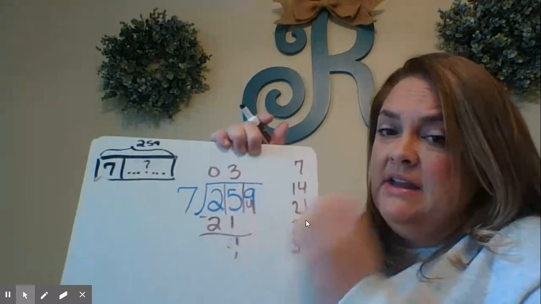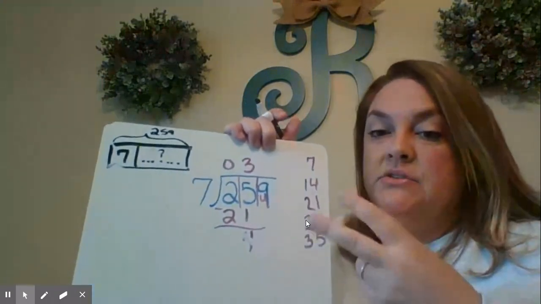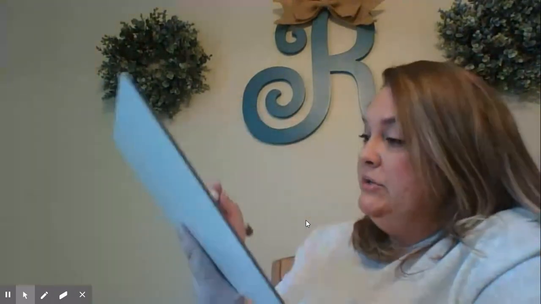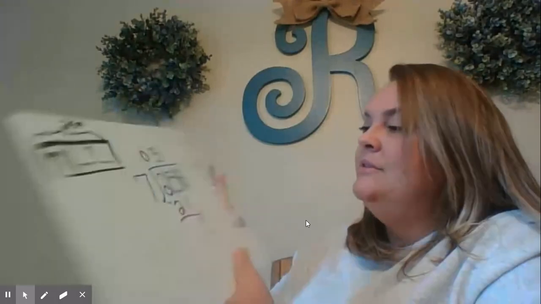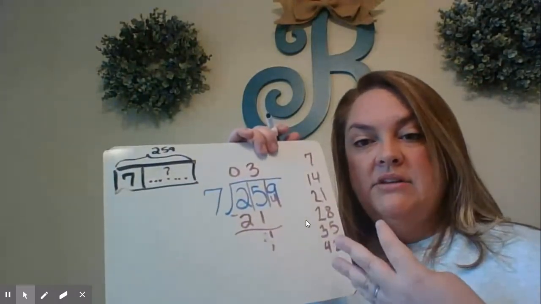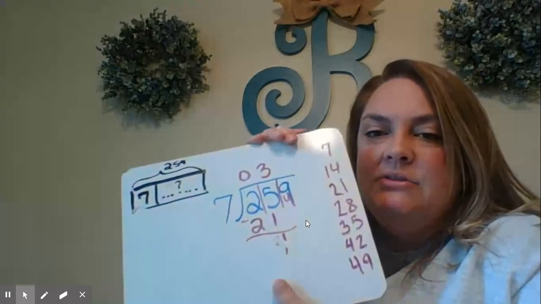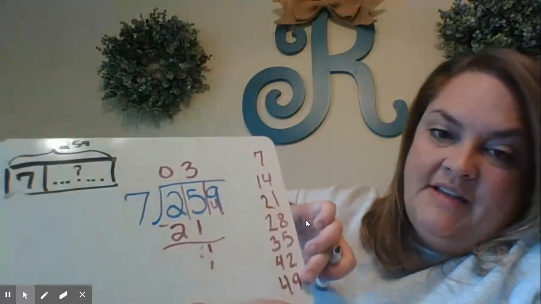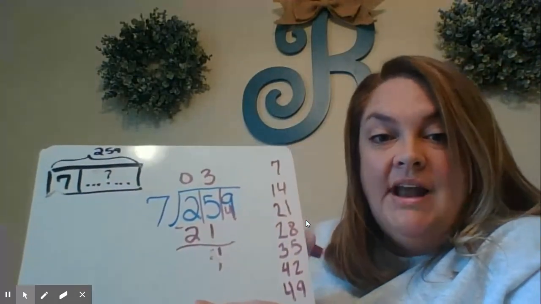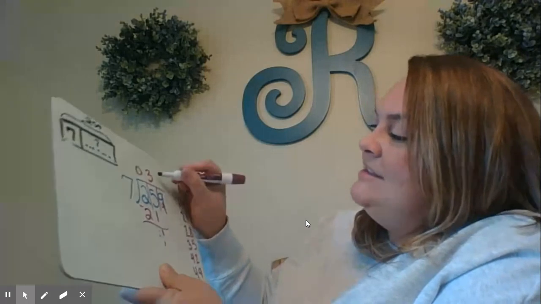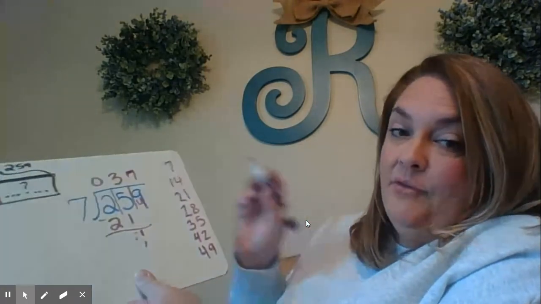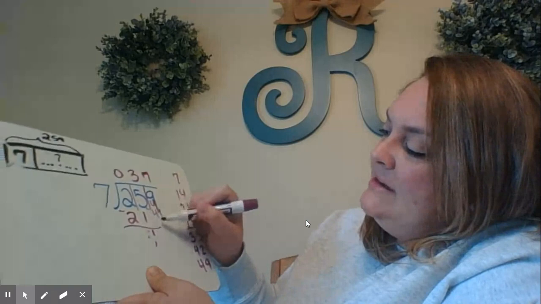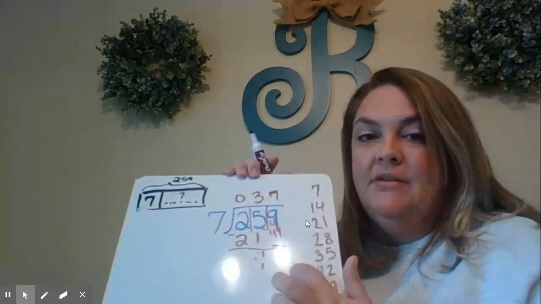I'm trying to get as close as I can to 49. So 35, 36, 37, 38, 39, 40, 42. Ooh, I'm getting close. 43, 44, 45, 46, 47, 48, 49. I hit 49. Now, if I want to know how many sevens that is, all I have to do is count down my multiples. So that was 1, 2, 3, 4, 5, 6, 7. So 7 times 7 is 49. So 49 divided by 7 is 7. And I got 49, so I can write it under there. I can subtract it, and it comes out to 0, so there's no remainder left over.